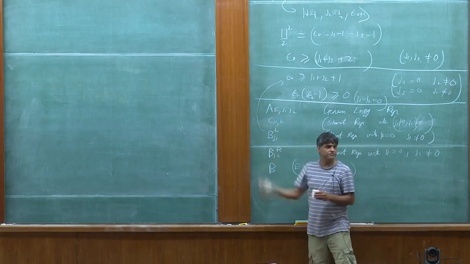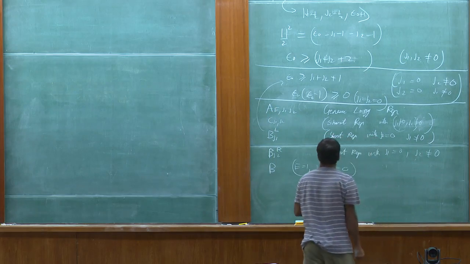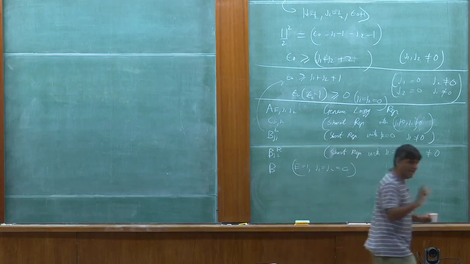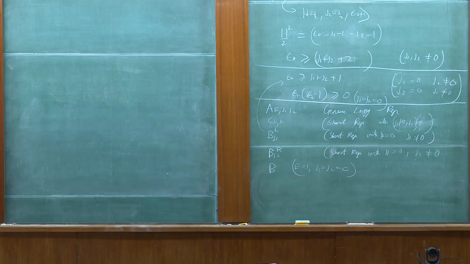But you say A is only for J1, J2 not equal to zero? No, A is for anything. Any long representation, anything that does not saturate a bound is an A. Okay? The other representations are those that saturate a bound. Okay, great.